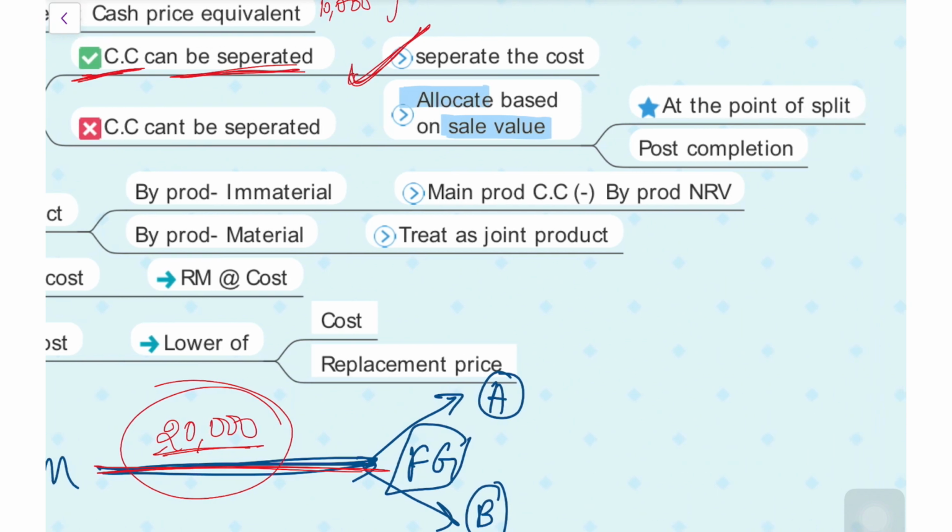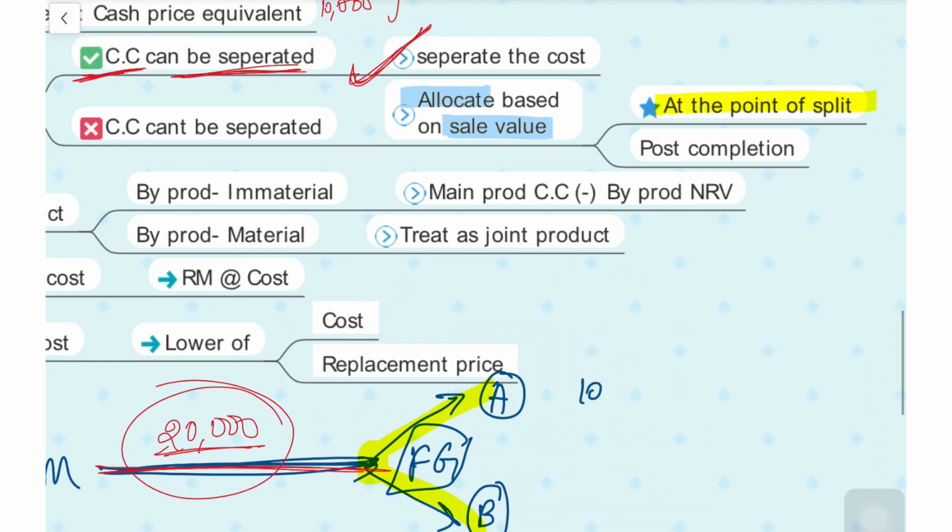One, you can take the sale value at the point of split. That means there will be one point where it got split into A and B. At that point itself, if you were to sell A and B separately, at what value would you have sold? Suppose I could have sold A at 10 rupees and B at 20 rupees. Then at the point of split, you would split the 20,000 in the 10:20 ratio, that is a 1:2 ratio. That is the first preference always.